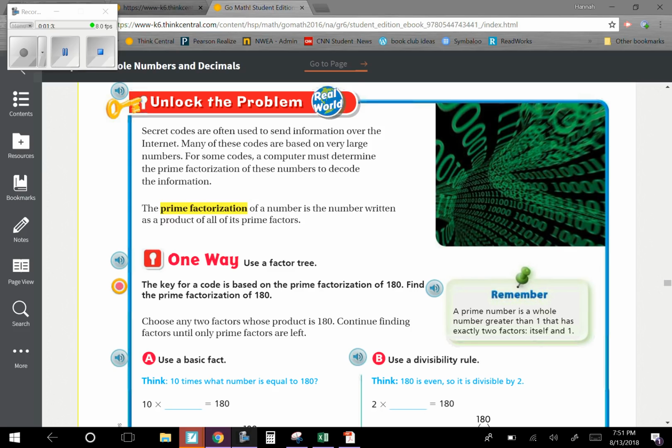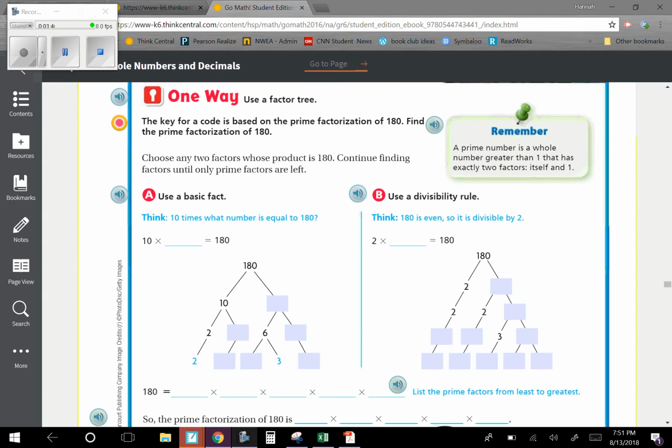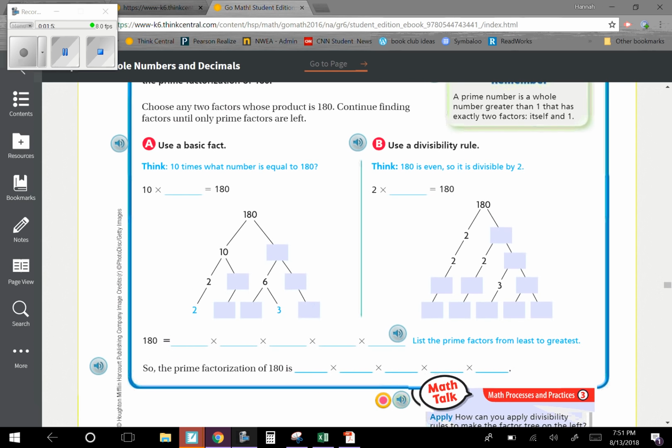So the prime factorization of a number is the number written as a product of all its prime factors. Don't just list them. You have to write them as a product. One way to do this would be to use a factor tree. The key for a code is based on the prime factorization of 180. Find the prime factorization of 180.